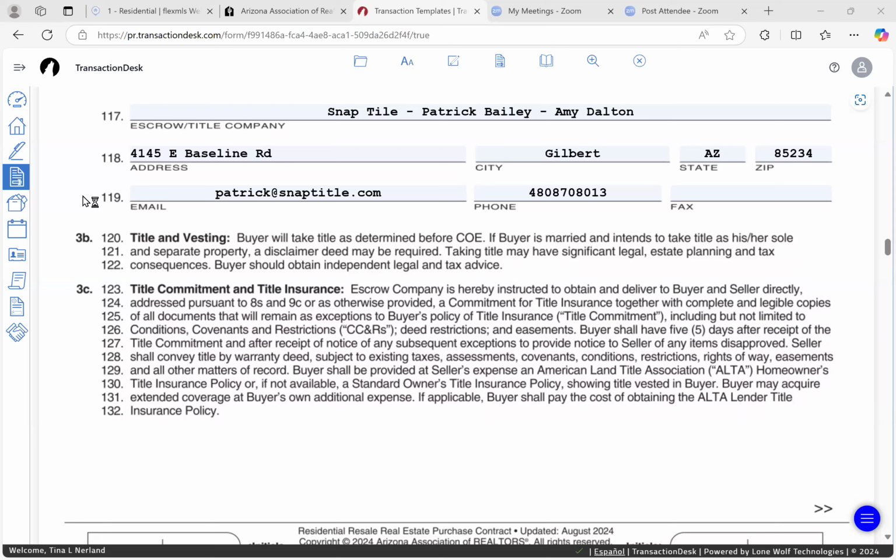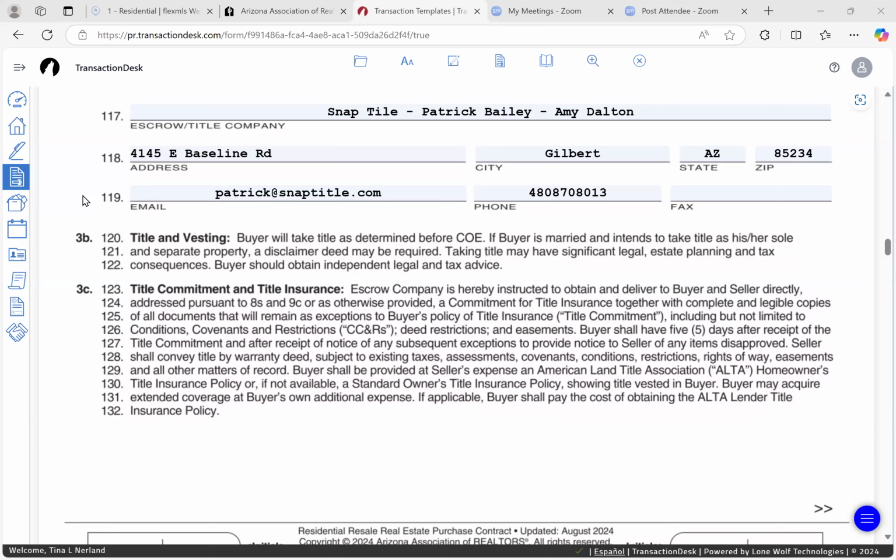The buyer shall have 5 days after receipt of the title commitment and after receipt of notice of any subsequent exceptions to provide notice to seller of any items disapproved. Seller shall convey title by warranty deed, subject to existing taxes, assessments, covenants, conditions, restrictions, right-of-ways, easements, and all other matters of record. Buyer shall be provided at seller's expense. Keyword, seller's expense.